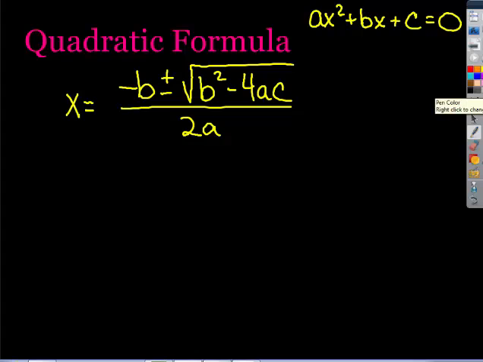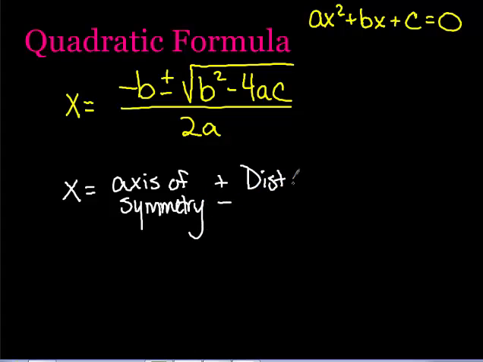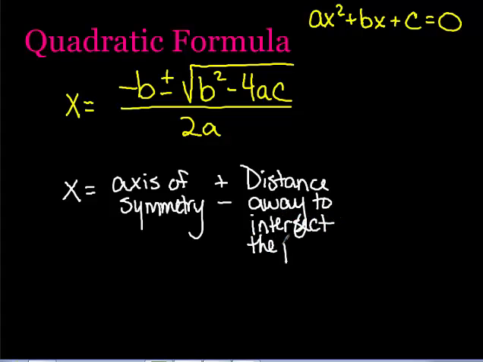Notice here, we already talked about the axis of symmetry. What we really have is x is equal to the axis of symmetry plus or minus the distance away to intersect the polynomial. This is really what this says.